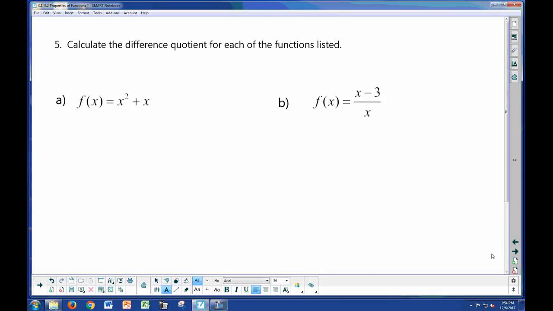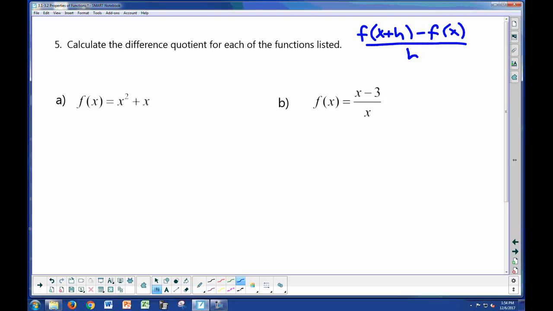This is the third part of our functions videos, and we have difference quotient problems here. Just to review, the difference quotient being f of x plus h minus f of x all over h. This is at the end of the last video, so we're just going to practice a couple of these here.